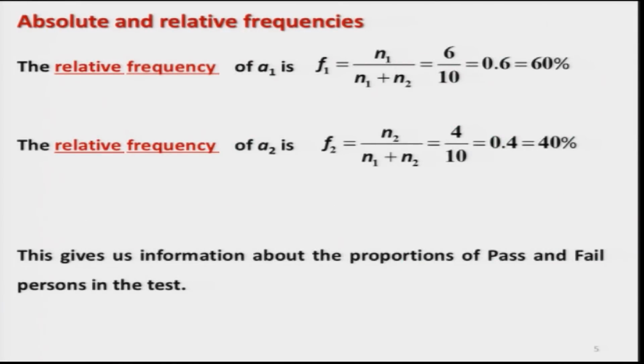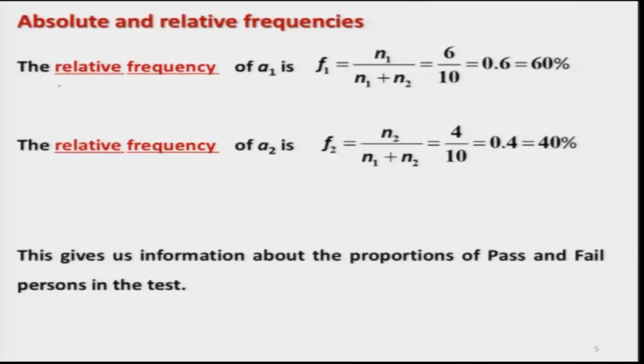Now, one drawback of absolute frequency is that if I say there are 100 candidates who passed and 300 candidates who failed, you are not seeing how many candidates appeared. In order to incorporate this feature, we have the concept of relative frequency. For example, there are 6 candidates who passed and 4 candidates who failed. I can also say that there are 6 candidates out of 10 who passed and 4 candidates out of 10 who failed.